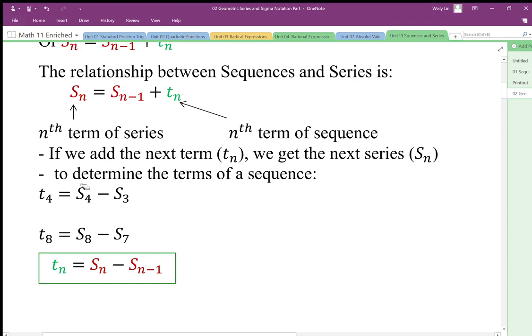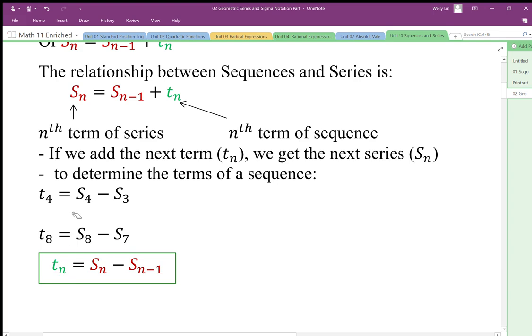So if this is the sum of the first four terms and we take away the sum of the first three terms, we're going to be left with the fourth term. Similarly here, the eighth term: the sum of the first 8 terms, take away the sum of the first 7 terms, we're left with the 8th term.